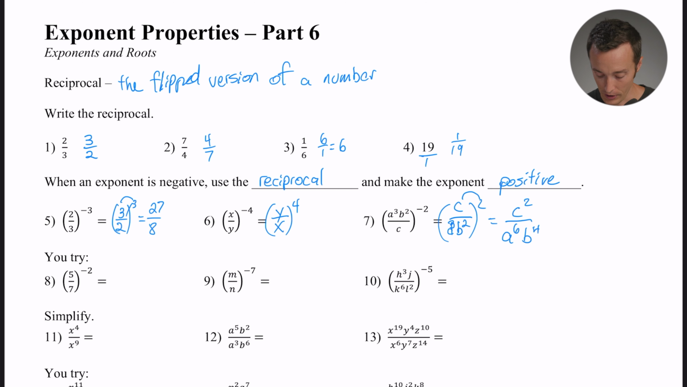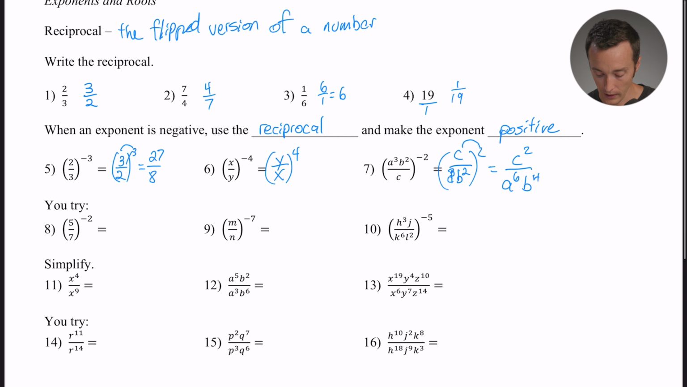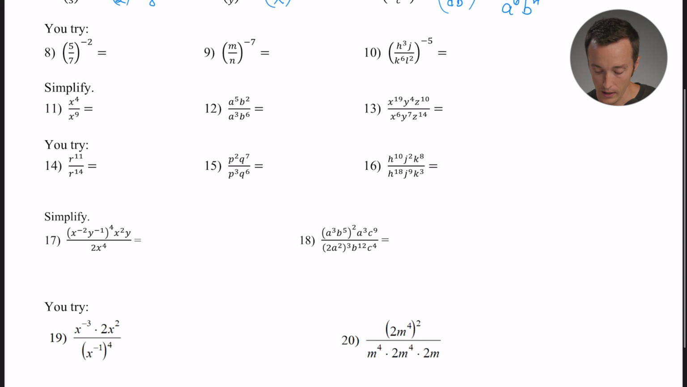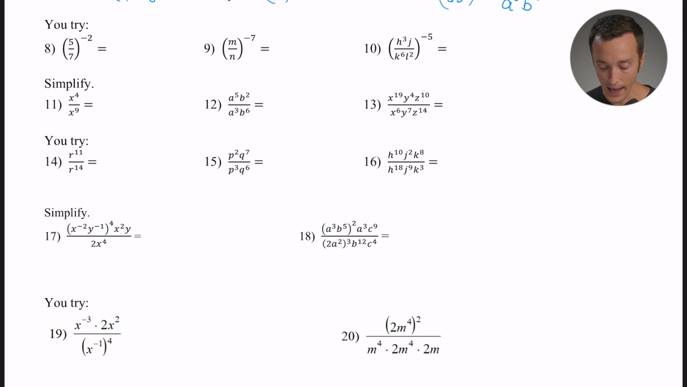So assuming you've had a chance to do that, let's take a look at what's going on here in number 11. We've got x to the 4th power over x to the 9th power. Well, if you remember from our previous rules, when we have a situation like that, we're going to keep the base, subtract the exponents. But this time, 4 subtract 9 is -5, which is correct, but it's not finished. And you kind of always want to think about that in a math class.